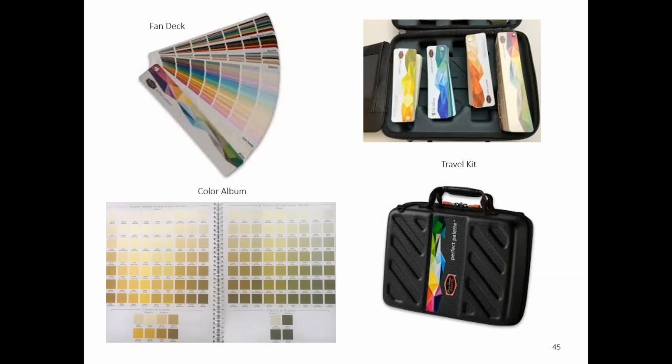On the right-hand side of your screen, you'll see the travel kit. Our travel kit has 10 fan decks that, instead of having the step-down colors, have one color on each sheet, and it makes it really easy to take with you when you want to go out and see a client, because you can fan them out, and it is just one color, so you get a bigger sample than you would from the regular fan deck. And then on the left bottom side, you'll see our color album.